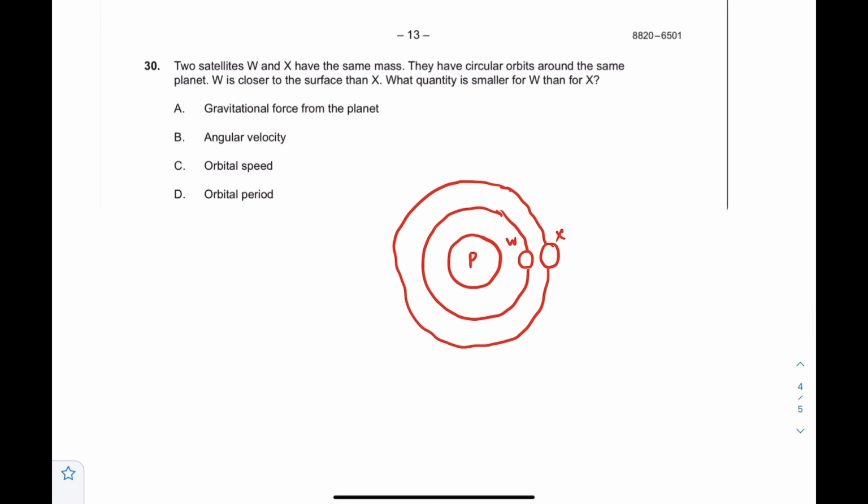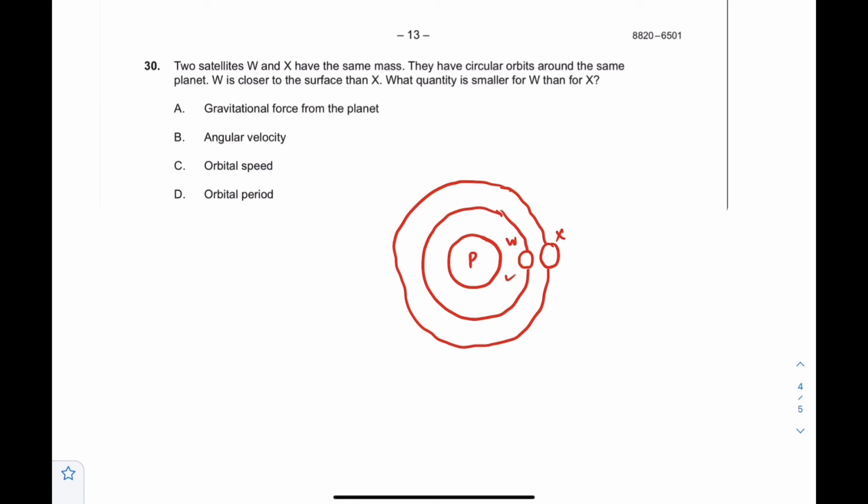Two satellites W and X have the same mass. They have a circular orbit and W is closer to the surface than X. See, W is closer to the surface of the planet P. What quantity is smaller for W than for X? Option A: gravitational force from the planet.